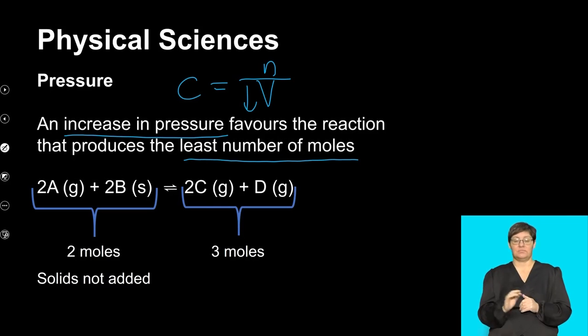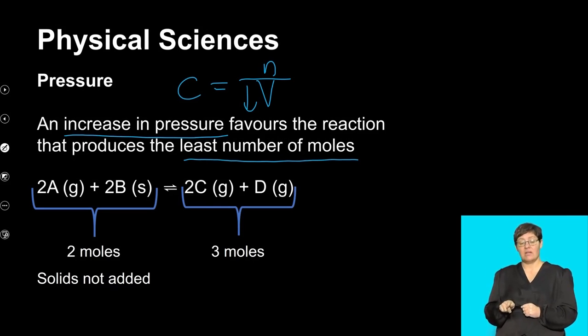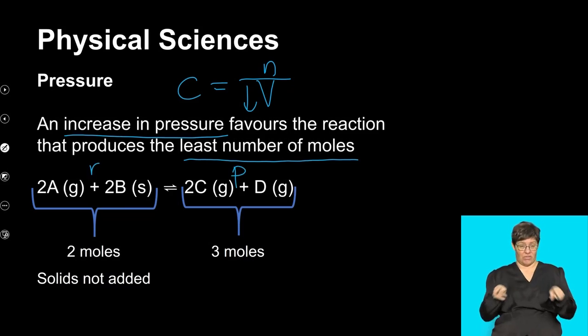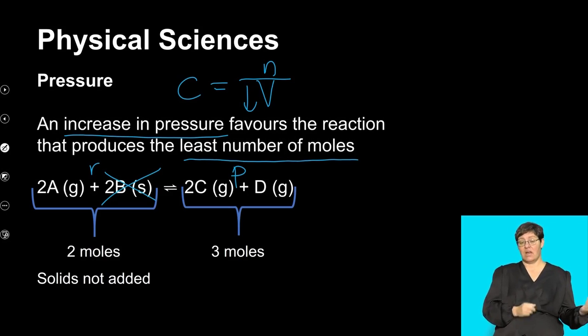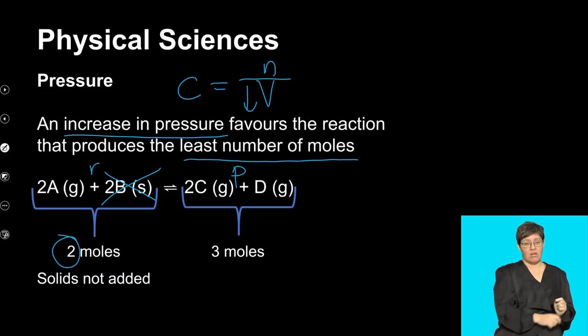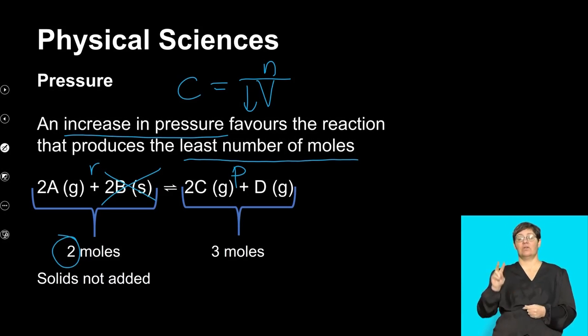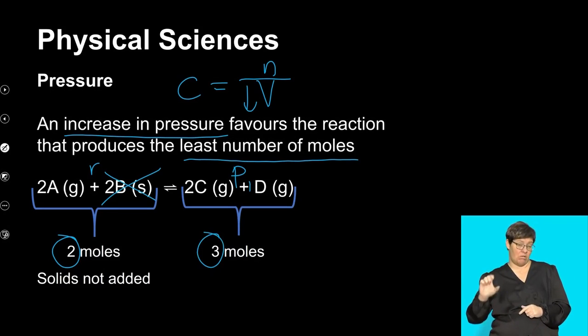What's very important when we look at pressure is we need to add the number of moles on both our reactant and our product side. Just remember, the solid is not part of our Kc expression. So on my left-hand side for my reactants, I have 2 moles. And on my right-hand side, I have 2 plus 1, which is 3 moles.